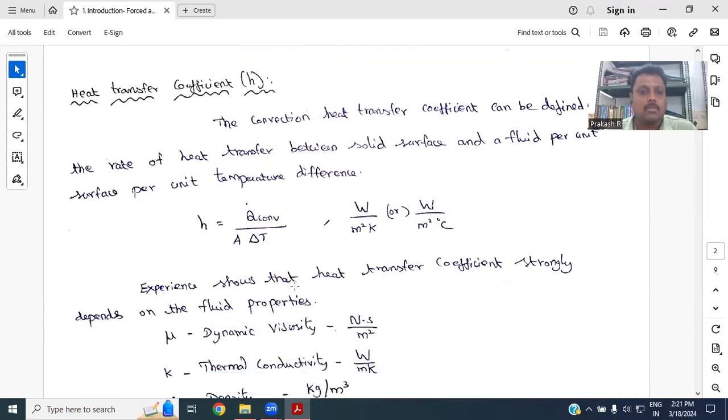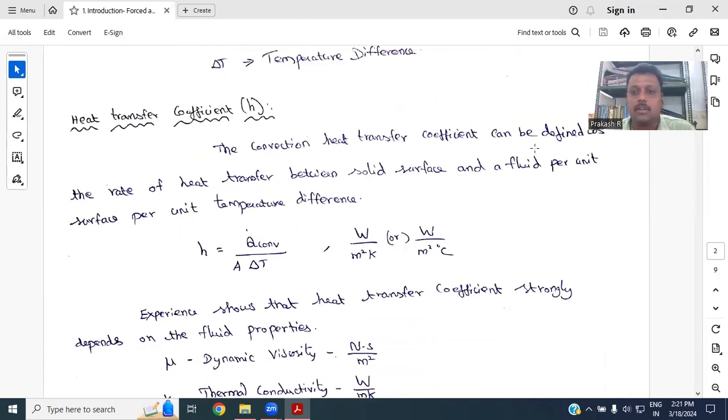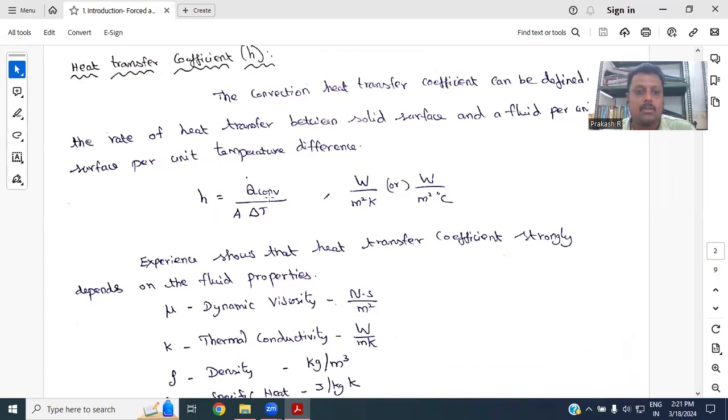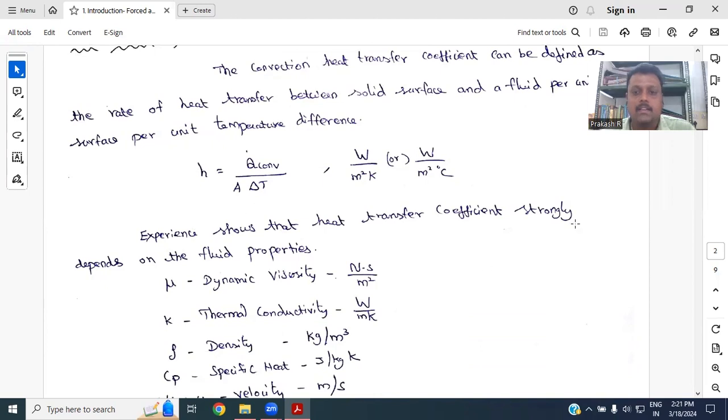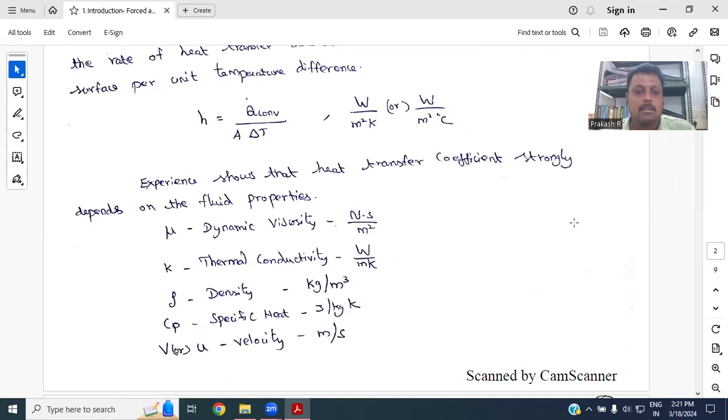Now let us see what a heat transfer coefficient is. It can be defined as the rate of heat transfer between a solid surface and a fluid per unit surface area per unit temperature difference. Therefore, h = Q divided by A delta T. This heat transfer coefficient strongly depends on fluid properties such as dynamic viscosity, thermal conductivity, density, specific heat, and velocity. These properties we can refer to from the HMT data book.